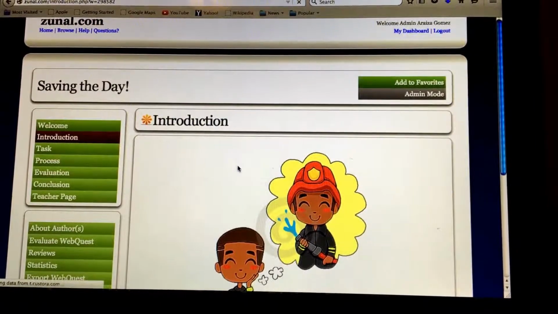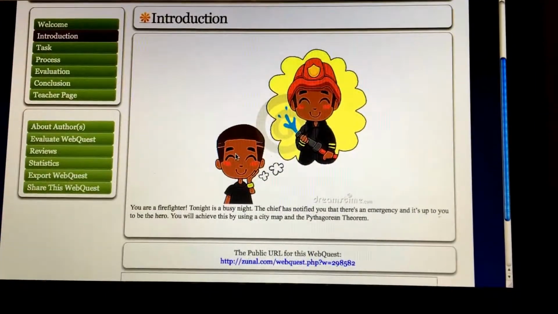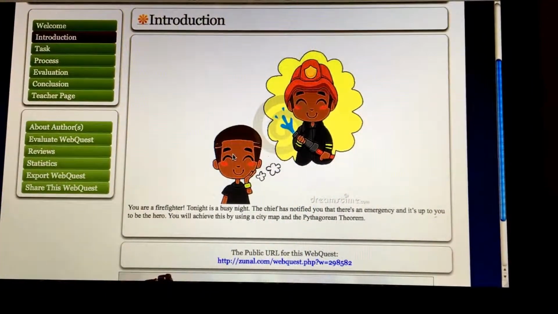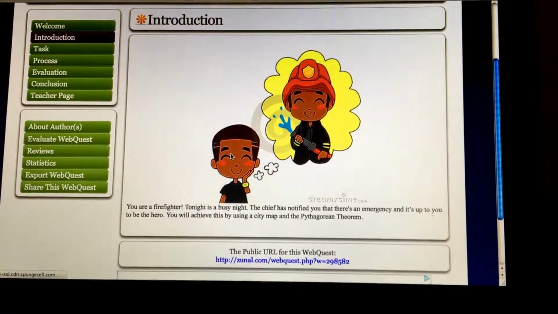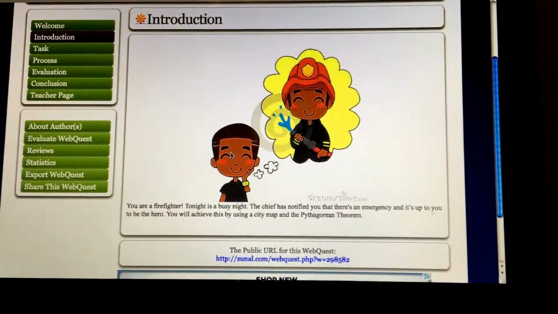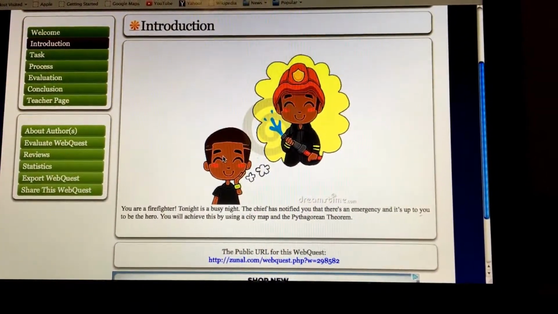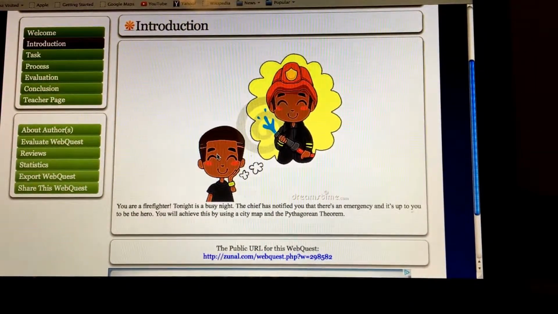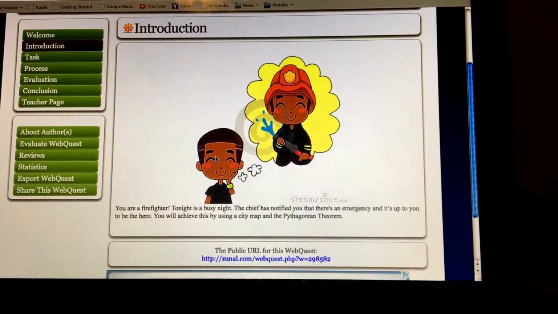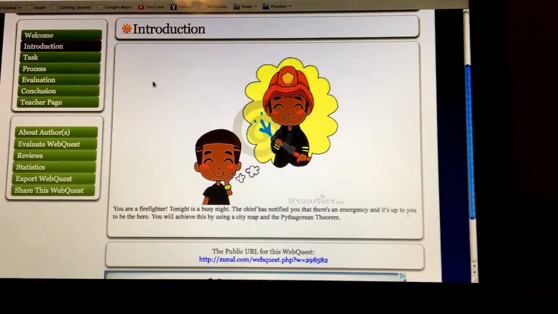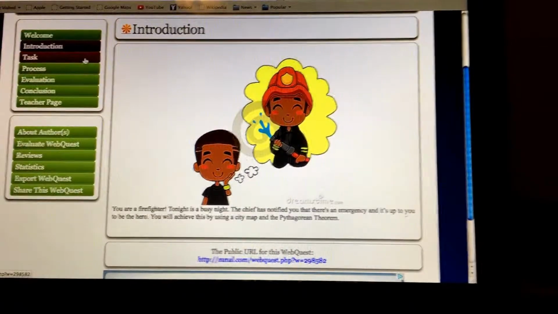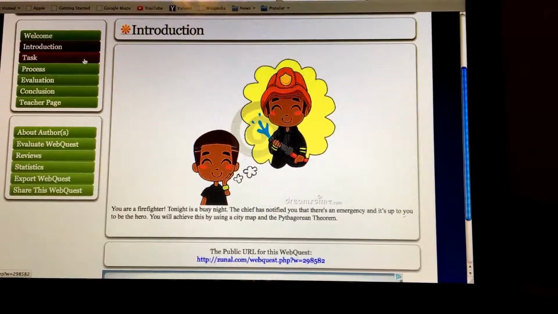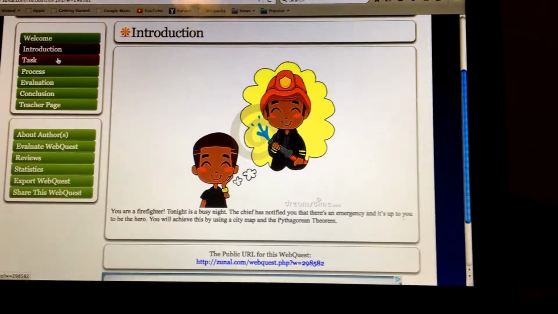Click on it. You are a firefighter tonight, and it's a busy night. The chief has notified you that there's an emergency and it's up to you to be the hero. You will achieve this by using the city map and the Pythagorean theorem. Tasks will help you learn about the Pythagorean theorem and how to apply it.